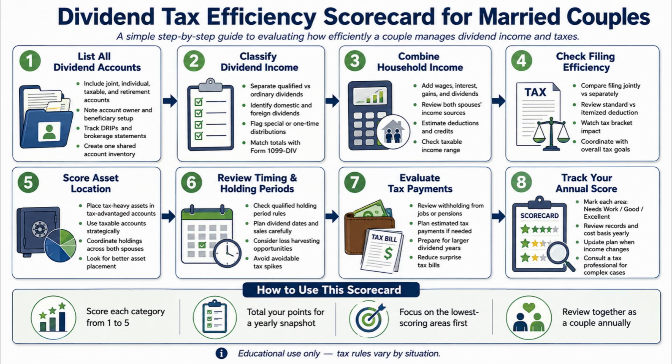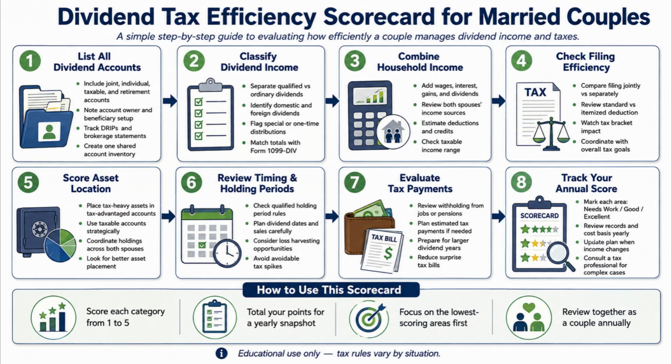At the same time, tax payments should be evaluated. Couples should review withholding from jobs or pensions and compare that with expected tax liability from dividends and other income. If necessary, they may need to plan estimated tax payments or build a buffer for years with higher dividend income. This can help reduce surprise bills and improve the couple's score in overall tax management.